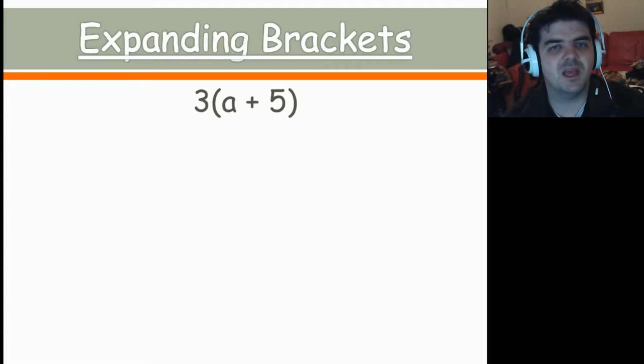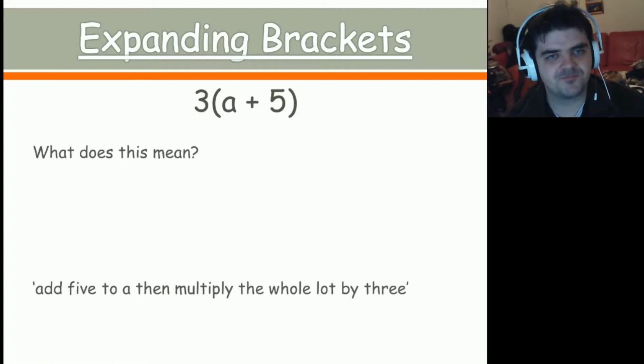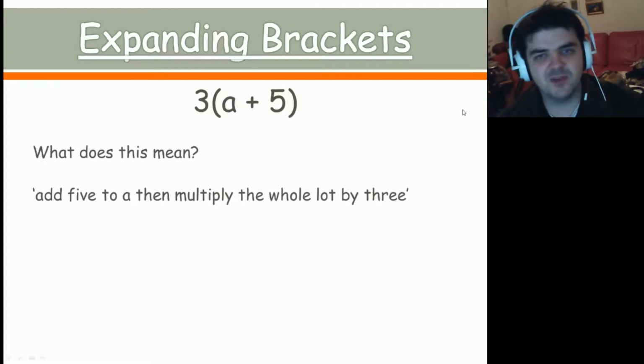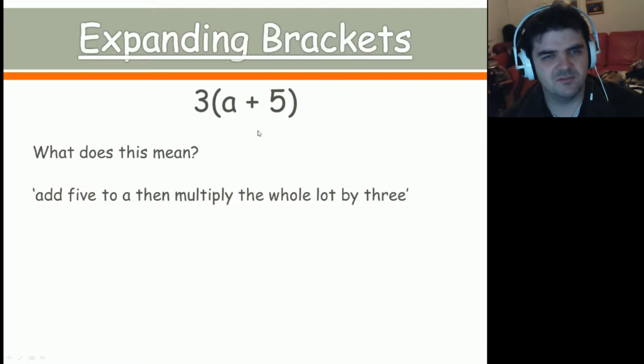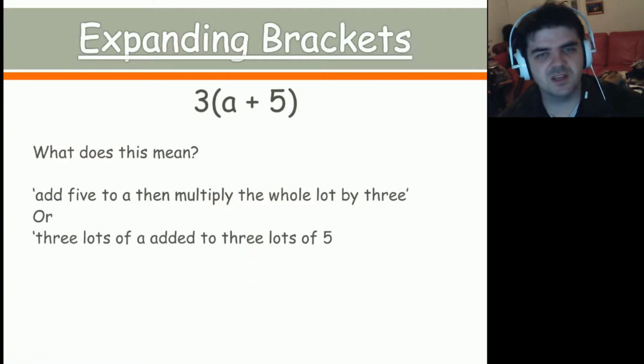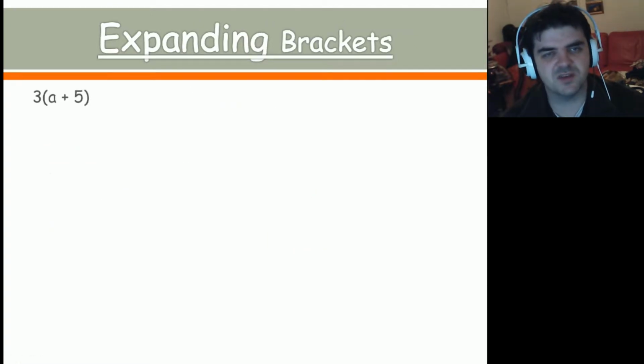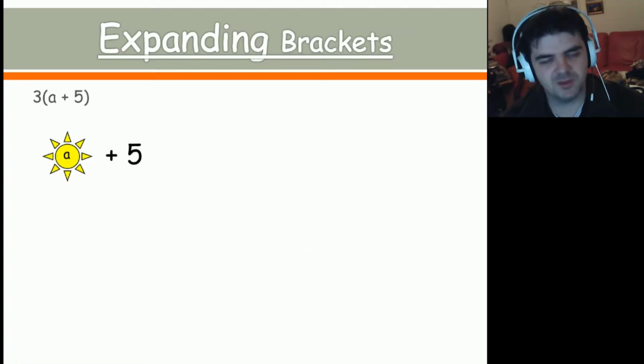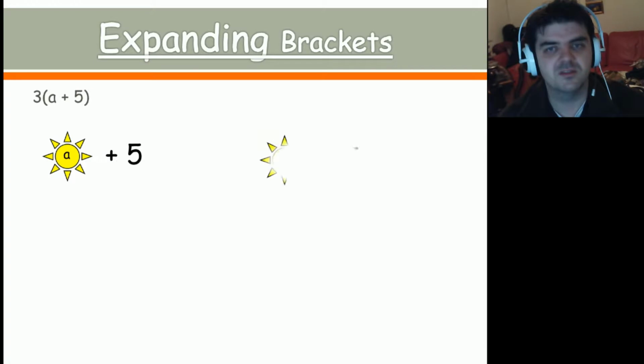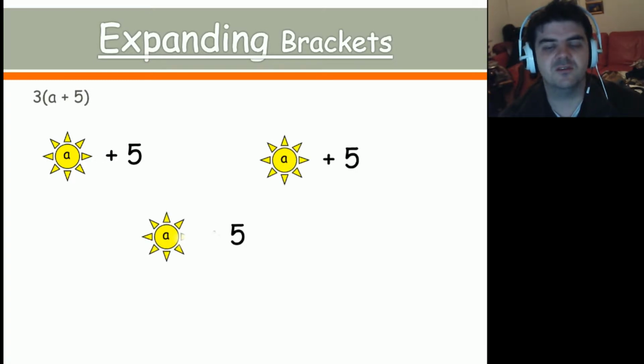So think about what that actually means. It means add 5 to a, then multiply the whole lot by 3. Right? Or 3 lots of a plus 5. Or 3 lots of a added to 3 lots of 5. So if I visually look at it, 3 lots of a plus 5, well there's 1 a plus 5, and the a is represented by an absolutely beautiful sun because we are getting none of it at the moment. There's another a plus 5, and there's another a plus 5.